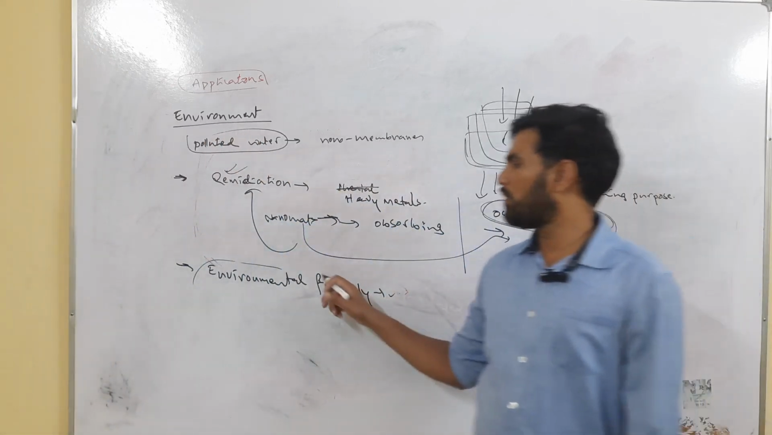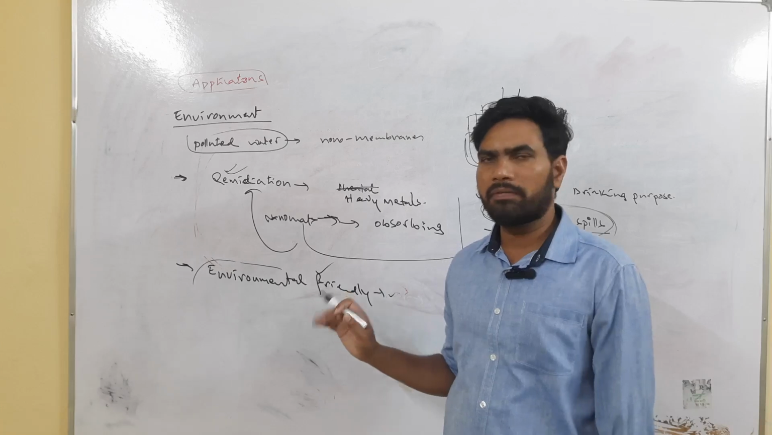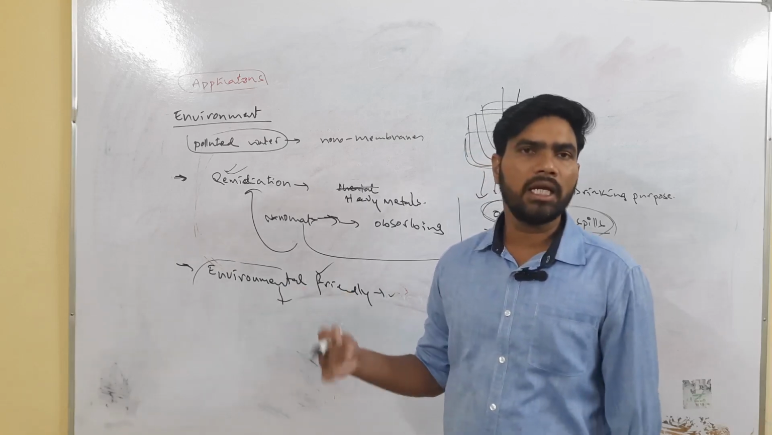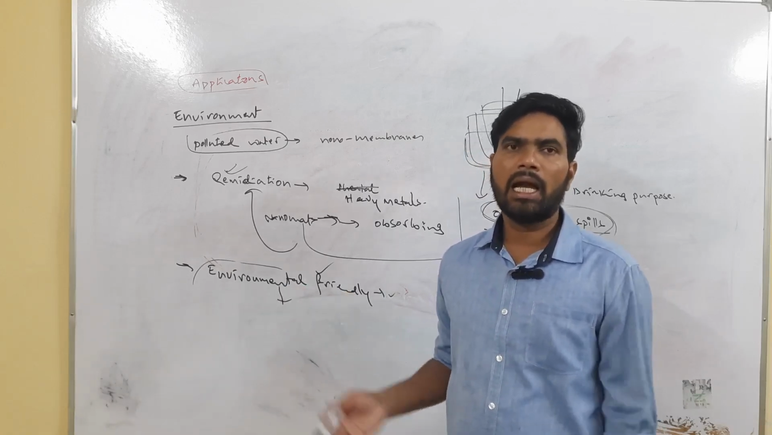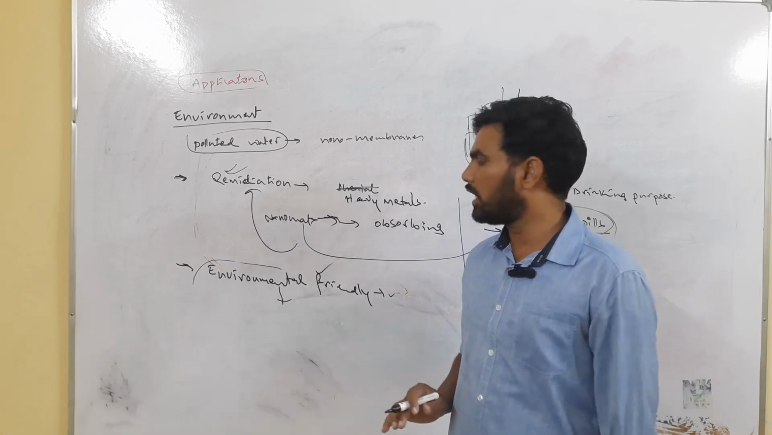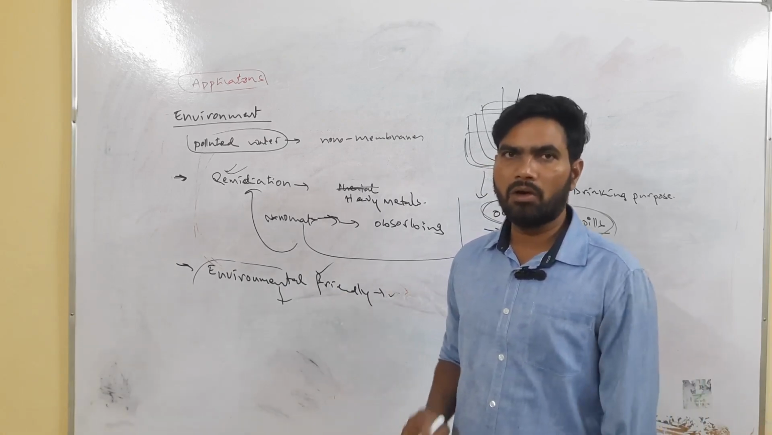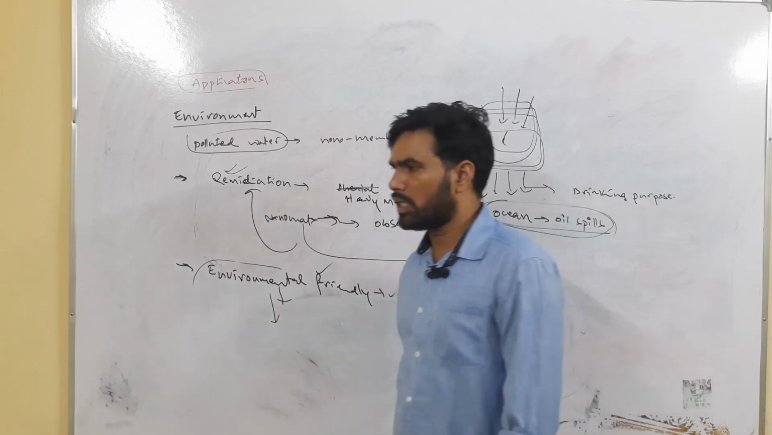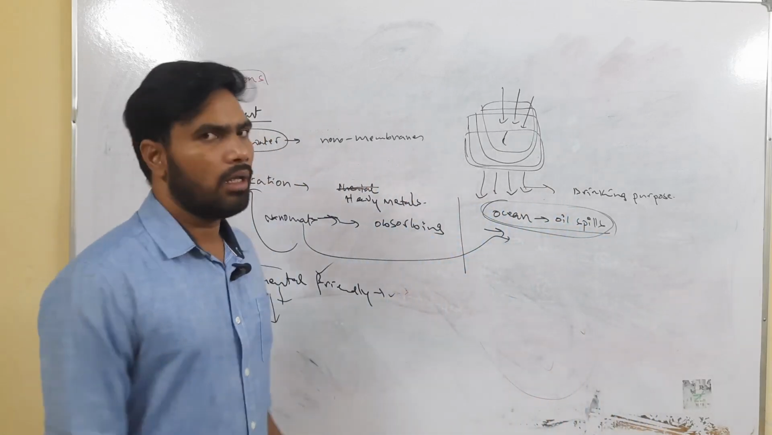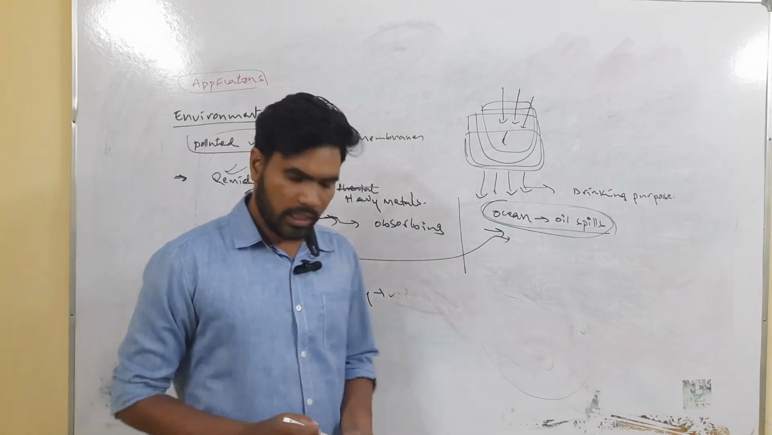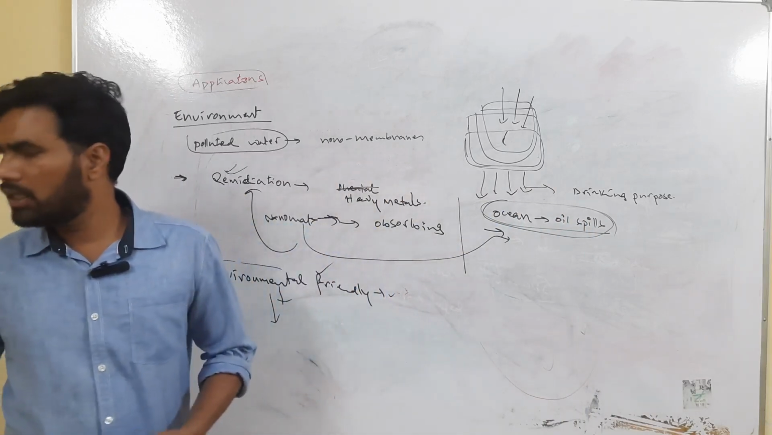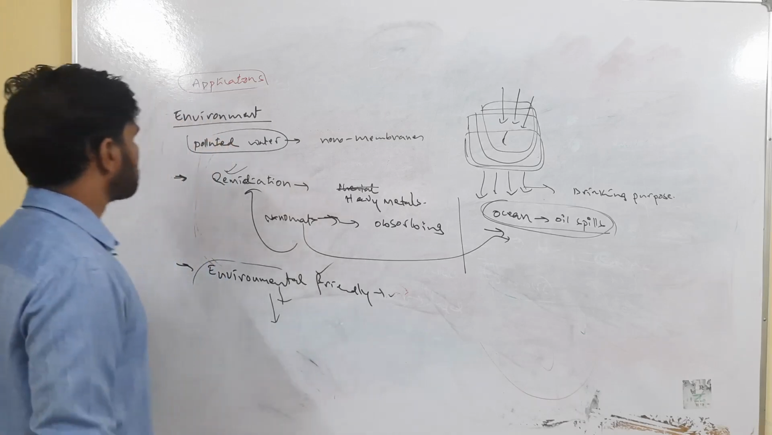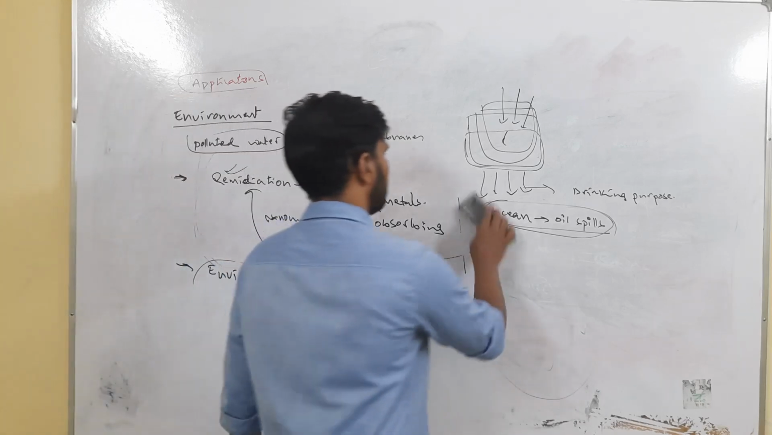So instead of plastic, we can start using materials made with the help of nanotechnology, which will be very environmentally friendly. Environmentally friendly means they can easily disintegrate and mix with the environment, or be easily degraded. Those materials are called biodegradable materials. These are the environmental benefits that we are going to have.